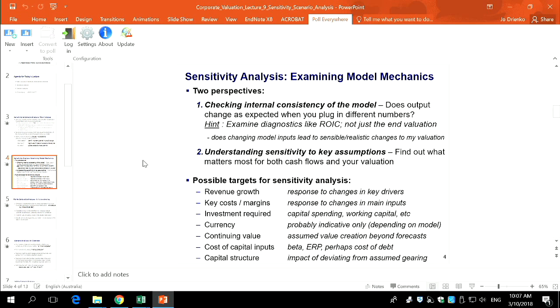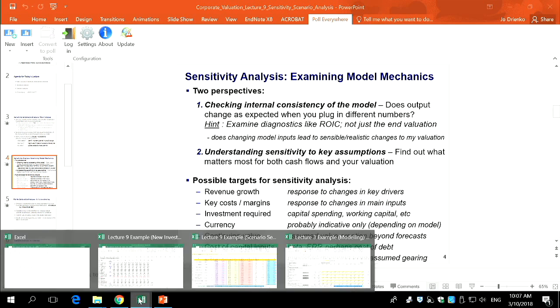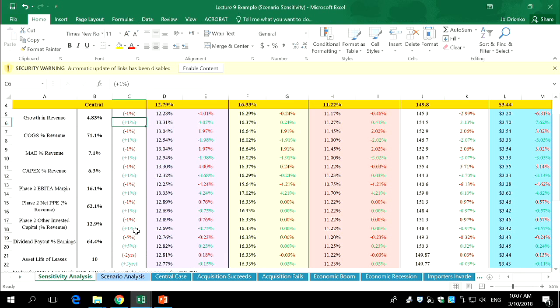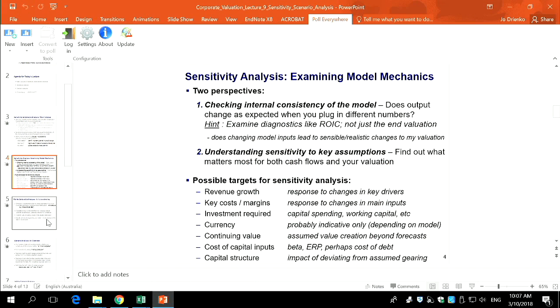So sensitivity has those two roles, and it's also always set up in a table like this, which you can actually include in your report when you make a report about the company that you're valuing to send to your clients. You can have a table like this. I've seen that in practice.